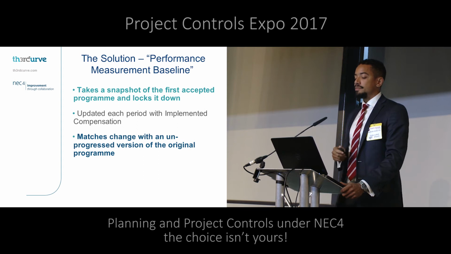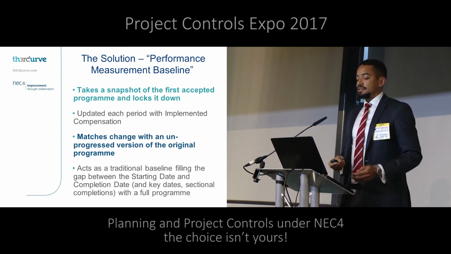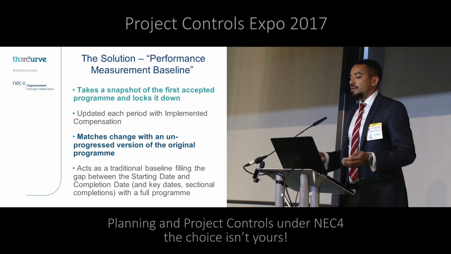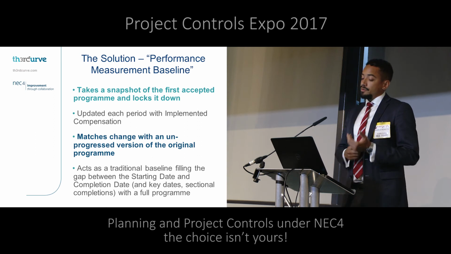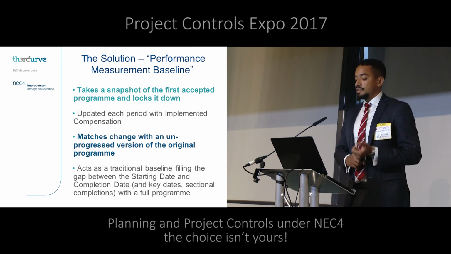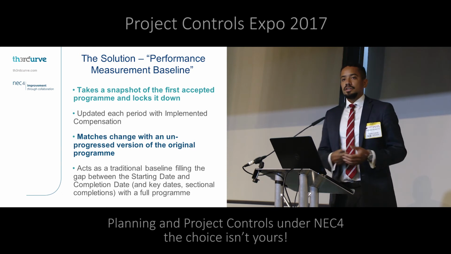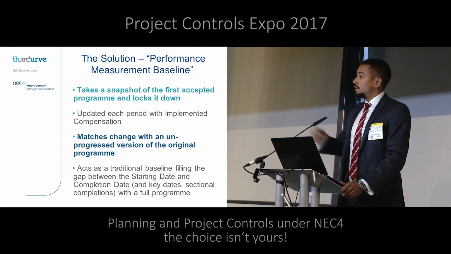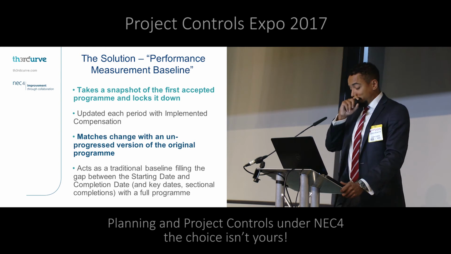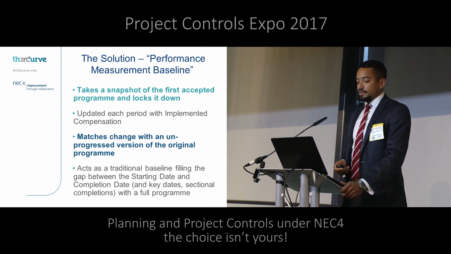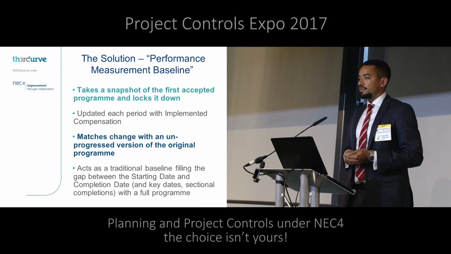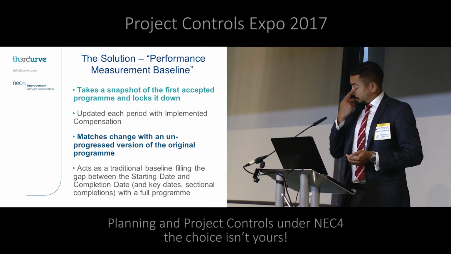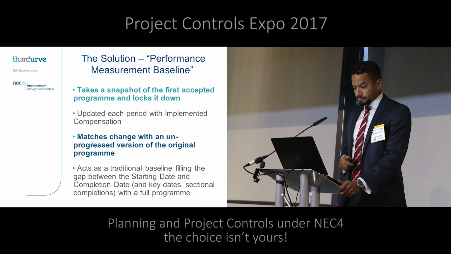So the issue with a PMB that people find is that a contractor's program inside the NEC contract is your program, you own it. You're bound by a set of dates that you need to deliver to, but your works are your works. And so long as you meet the contract requirements, you can manage and plan your work any way you like. But when you run a PMB, you take away progress. You don't add in progress from a contractor. You move it along each period only with implemented compensation events.